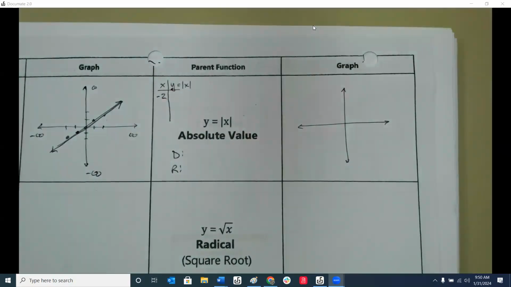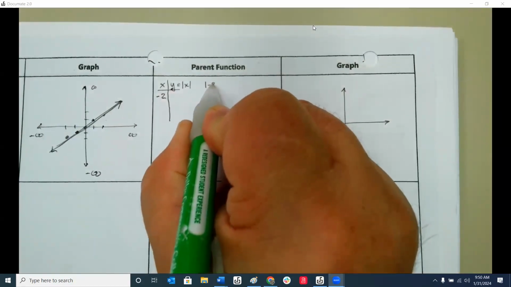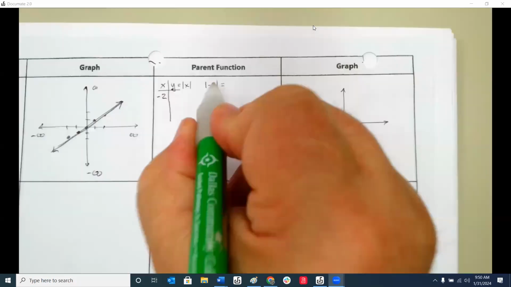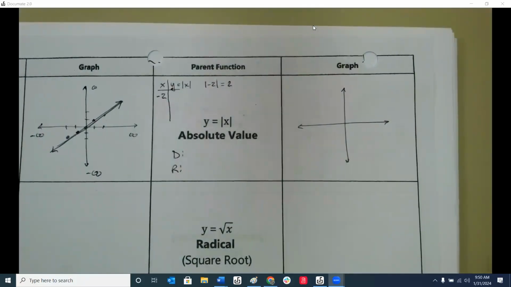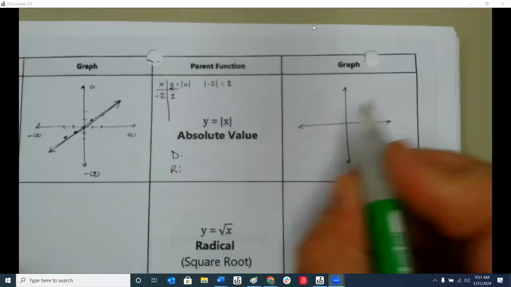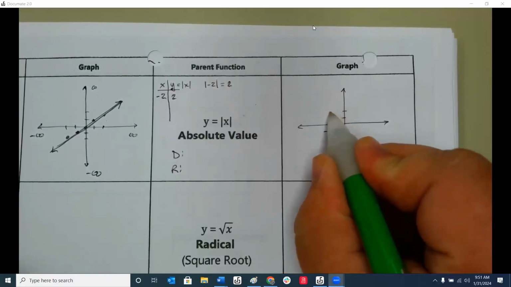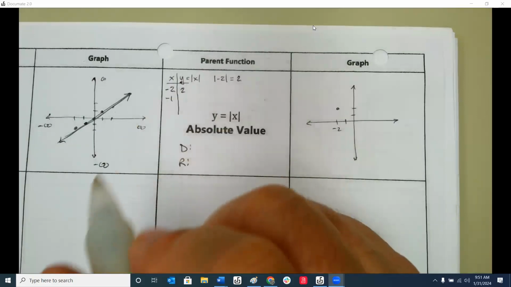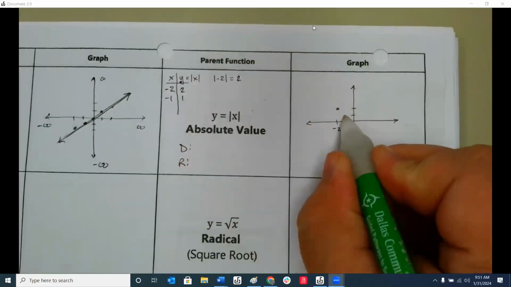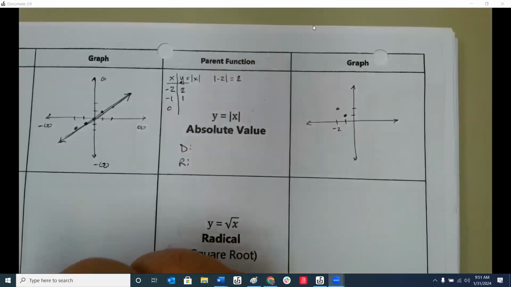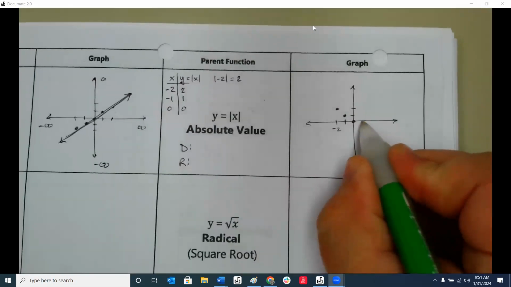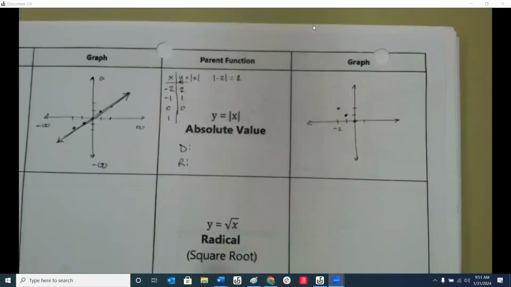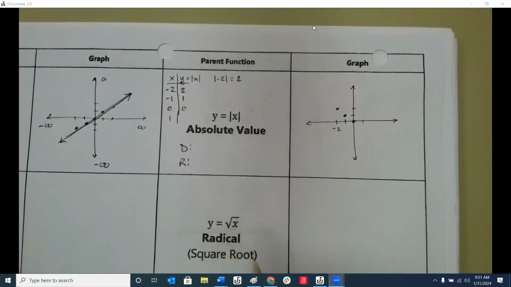If I put -2 in there, the absolute value of -2 is what? 2. The absolute value takes whatever numbers are inside those lines and just strips the sign away. It's just always going to be positive. So at -2, the answer is 2. When x is -1, what's the absolute value of -1? 1. When x is 0, what do we get? 0. When x is 1, it's just always going to be positive.